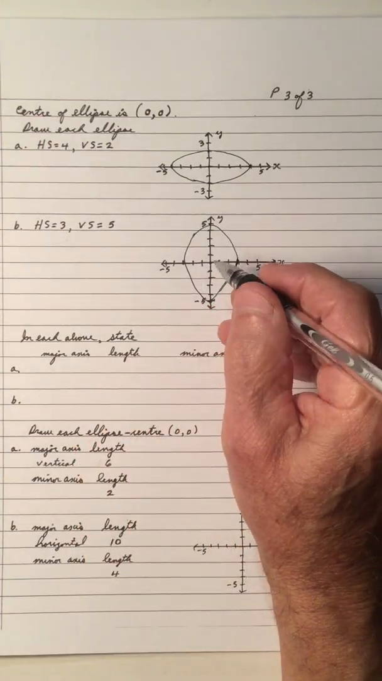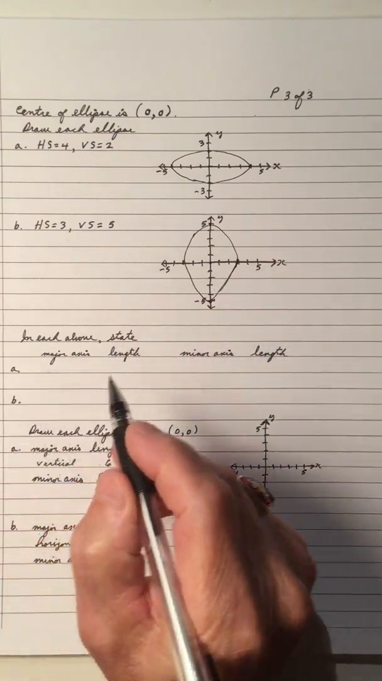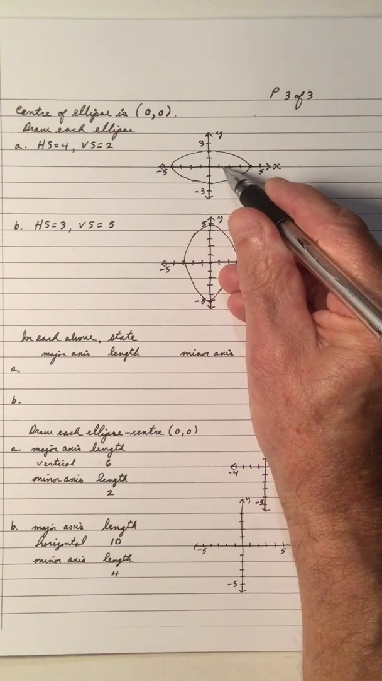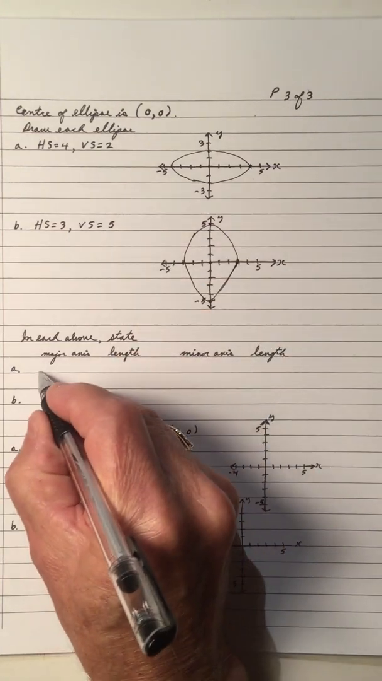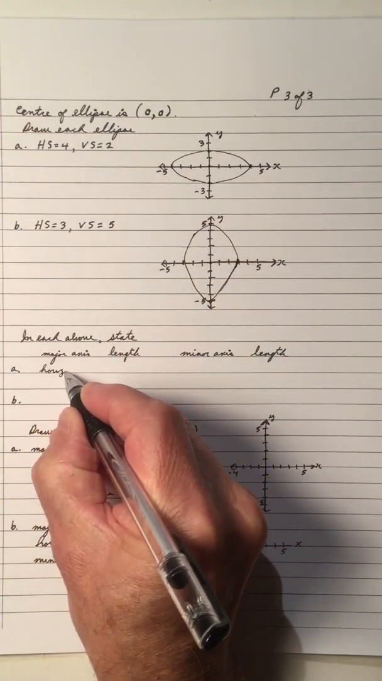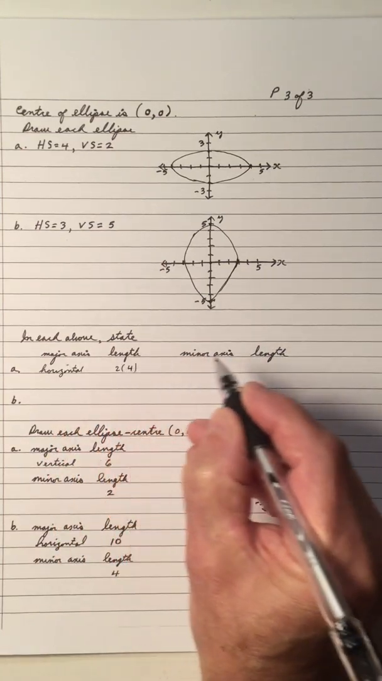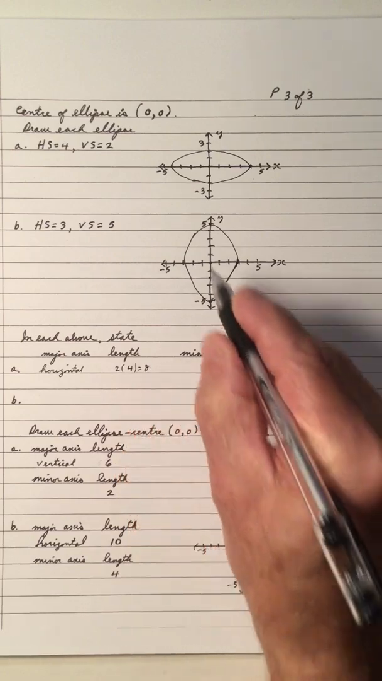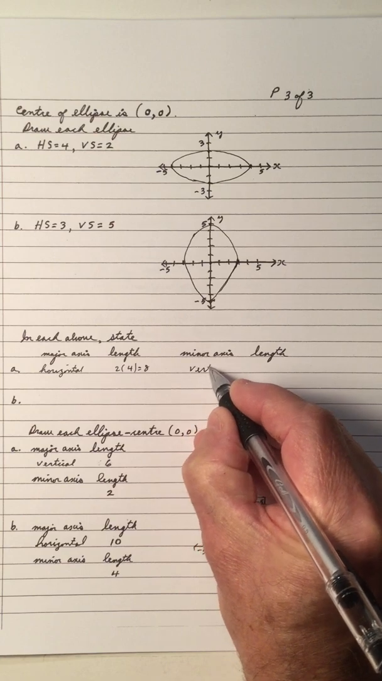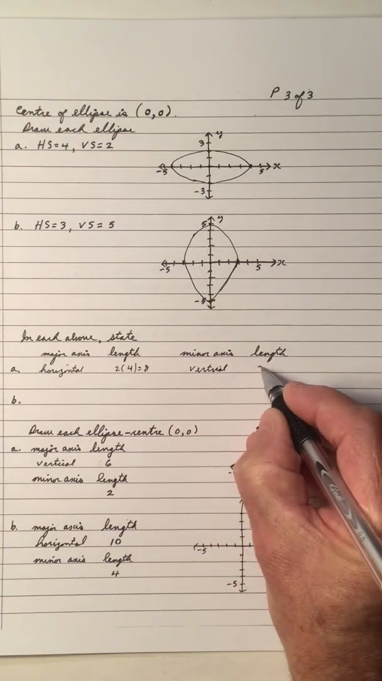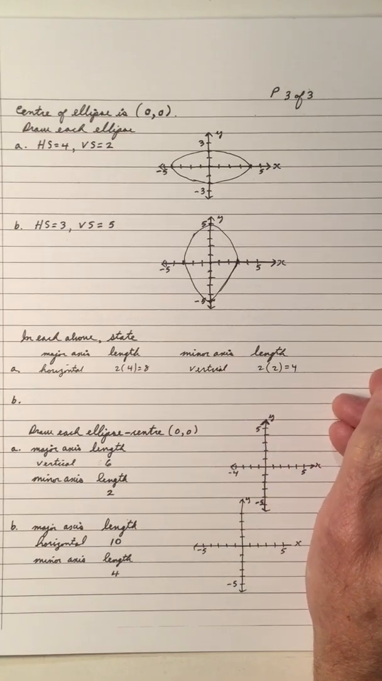So notice the length is double the stretch. For each state up here, we have each of the above. A, the major axis is the horizontal, and the length is 2 times 4, which is 8. And the minor axis, if the major is horizontal, the minor has to be the vertical axis, and the length is 2 times 2, which is 4. So the length is double the stretch.